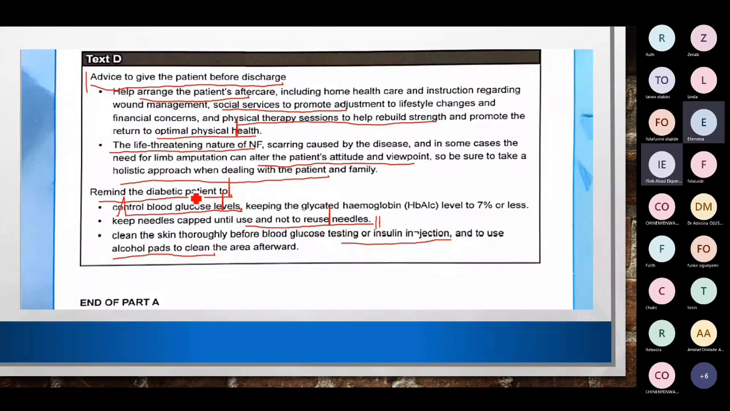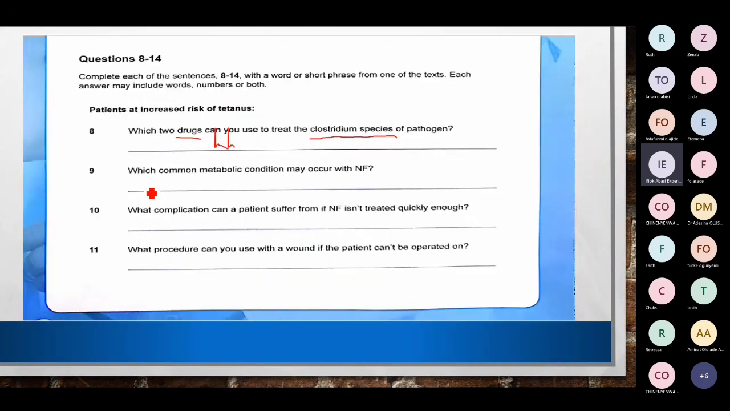I think we saw that again, where it said to remind the diabetic patient. You saw it here again. Remind the diabetic patient. Exactly. So we now come back here and write the words. Let me just write DM, but you should write in full. So just write diabetes mellitus here.